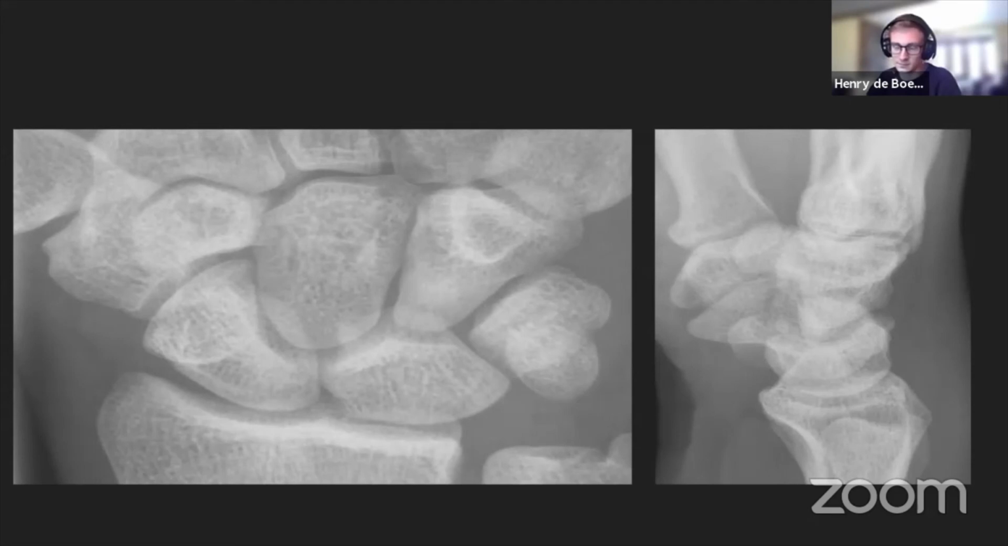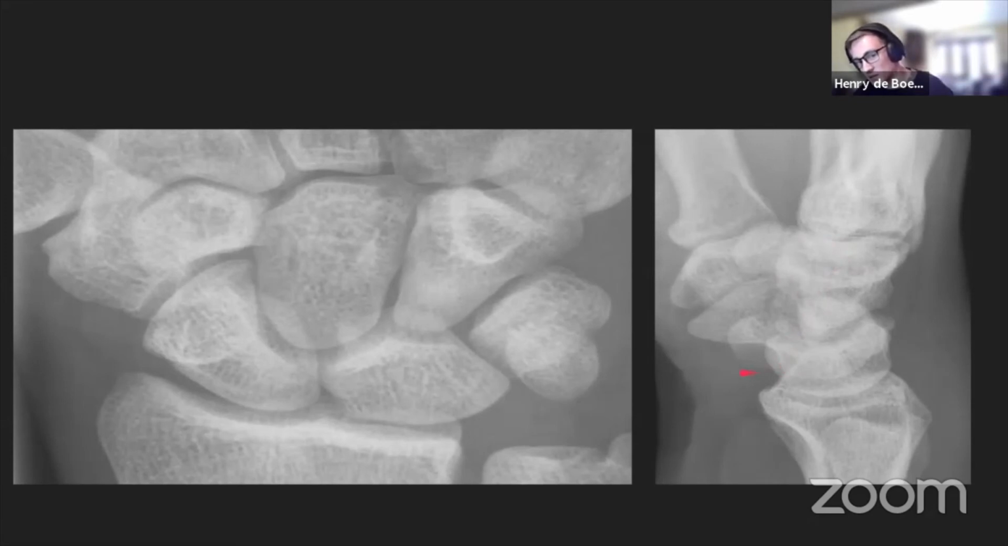Okay, so yes, I agree. This is normal. Someone said perilunate dislocation. A perilunate dislocation would be the capitate. It's not the clearest lateral. It's not a true lateral.